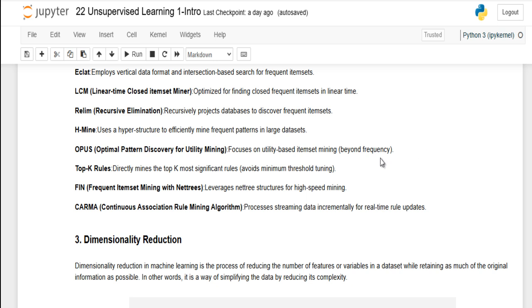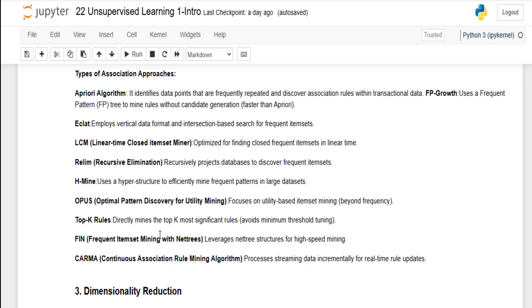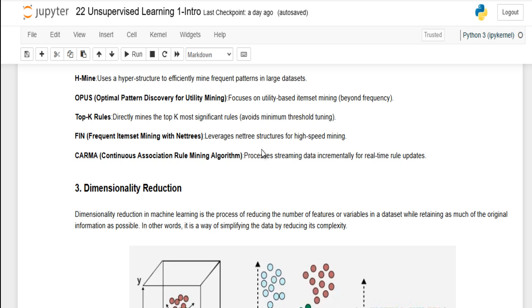So these are a lot of examples we have for associations, which are not commonly used most times anyway, but we are going to look at a few of them as we journey in this particular teaching.